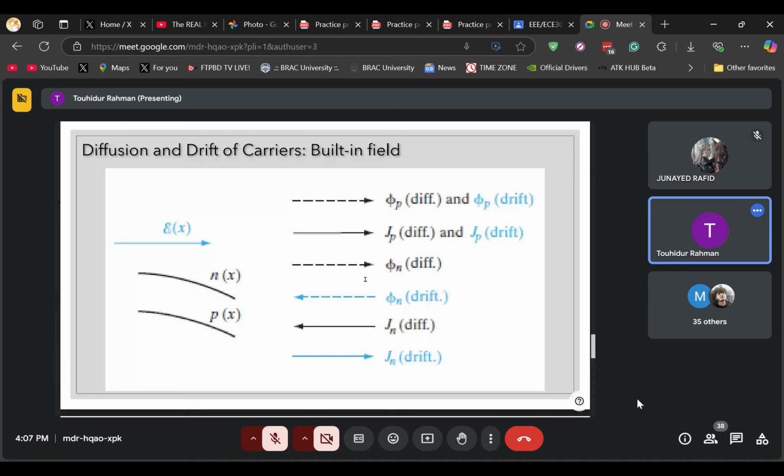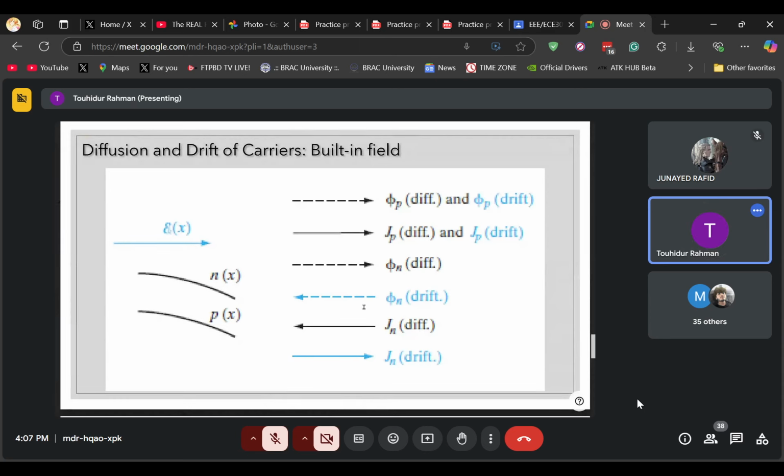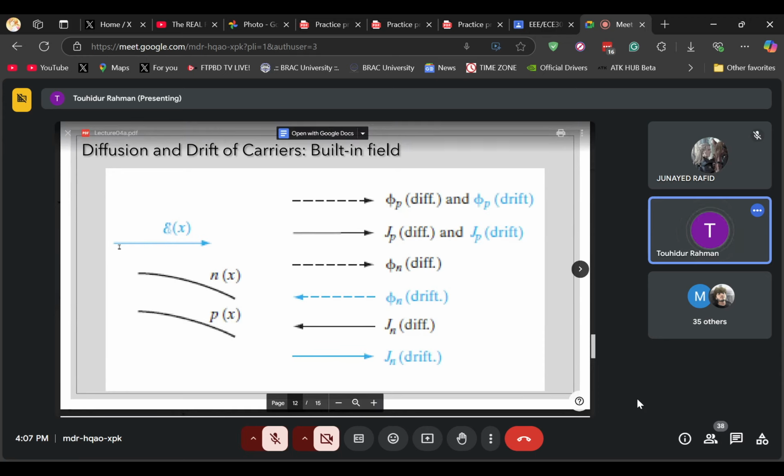Okay, this slide is also very important. I'm expecting a question from this slide. So we have concentration distribution, and also applied electric field. Remember, it is applied, not built-in. It is applied electric field.